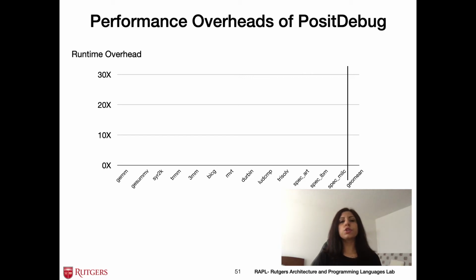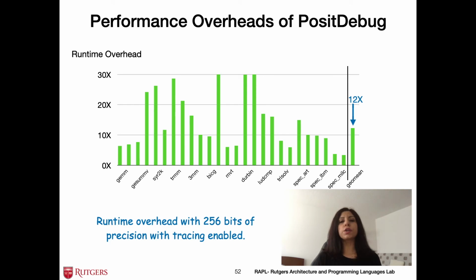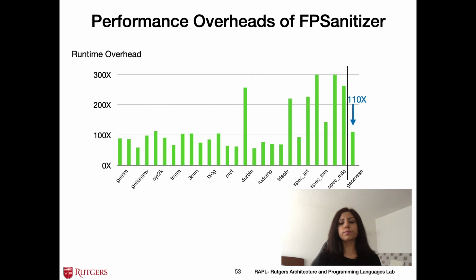To evaluate this question, we took applications from Polybench and SPEC and ran them with PositDebug. Our baseline is an application that uses the software version of posits without any instrumentation. Since we are showing performance overheads, lower bars are better. For these experiments, we used 256 bits of precision for our shadow execution. Compared to the software version of posits, PositDebug introduces 12x overhead on average. With the software version of posits, PositDebug has low overheads and we found it to be useful.